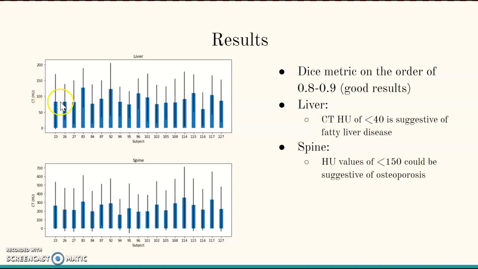But in the bar graph here, none of the mean attenuation values were less than 40, indicating that none of the subjects that we performed analyses on had risk for fatty liver disease. We also performed this on the spine, and if any of the HU values were less than 150, then it could be suggestive of osteoporosis. But in the analyses that we conducted, we saw that there was no attenuation value of less than 150.